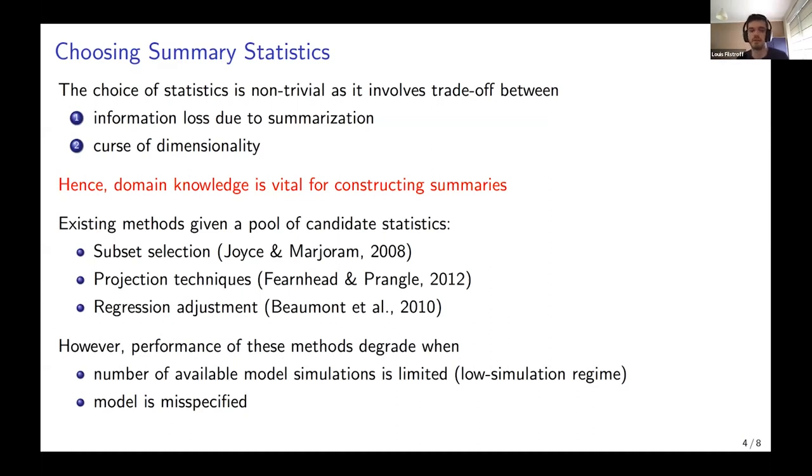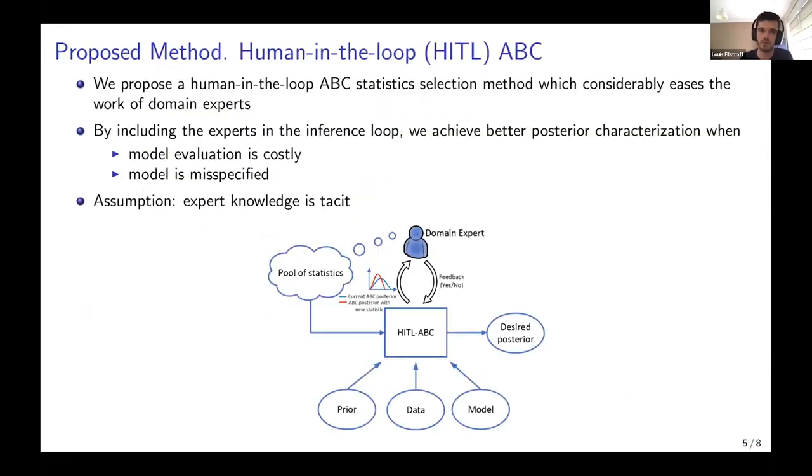But all of these methods fail, or let's say their performance degrades, in two scenarios. The first scenario is when the number of available simulations is limited, what we call the low simulation regime. That is when we have a simulation budget which is quite limited, or when the model is misspecified. That is when the true mechanism generating the data does not belong to the family of models that we are studying. In this work, we have proposed this human in the loop ABC method.